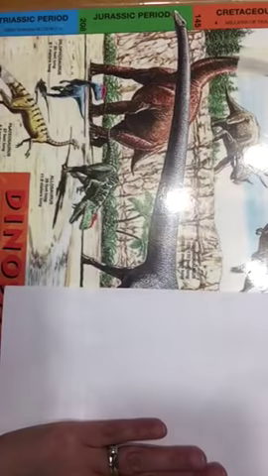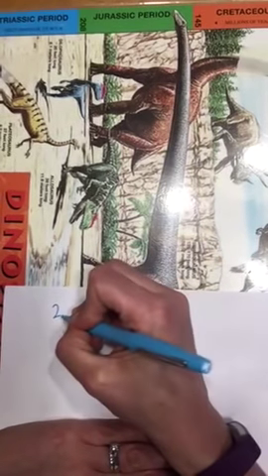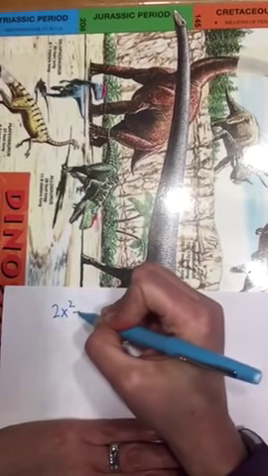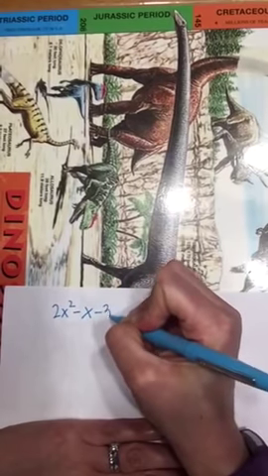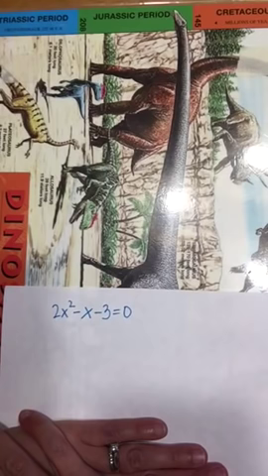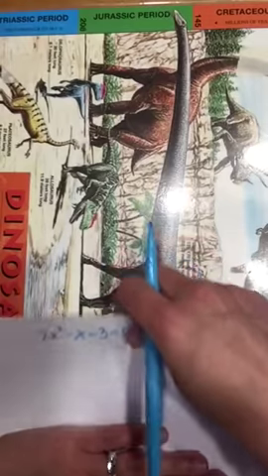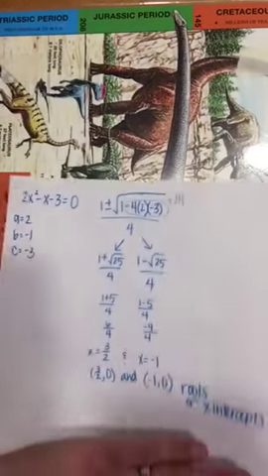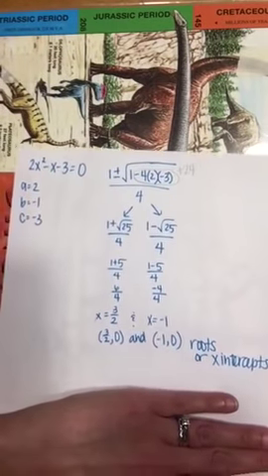Okay, the next problem that I would like you to try is 2x squared minus x minus 3 is equal to 0. I'd like you to go ahead and write it. Take just a moment and pause. And when you are done, go ahead and unpause and I will show you the solution. Okay, now that you've unpaused, here is the solution.